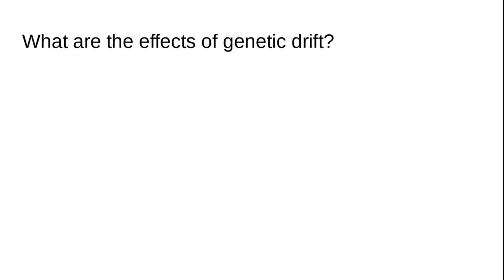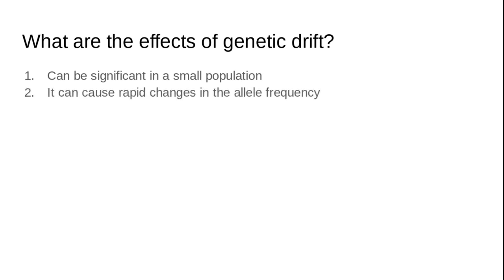So what are the effects of genetic drift? One, it can be significant in a small population. Again, you think of the Native Americans and our founding fathers. There weren't a lot of Native Americans, and it did make a rather significant difference in the population. It can cause rapid changes in the allele frequency. And we saw this when we did the lab the other day because one generation would be almost all dominant alleles, and two generations later, it would be almost all recessive alleles.